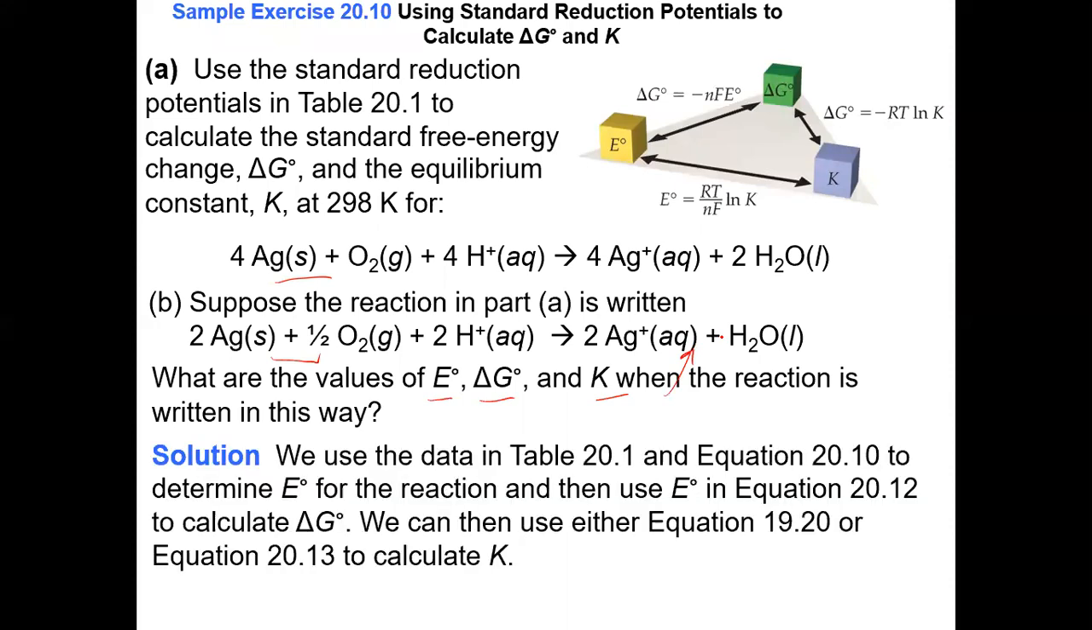So what do we see? To solve the first part of the question, part A, we will use the data in table 20.1 and equation 20.10 to find our E0. This equation just means you have E cell equals E reduction at the cathode minus E reduction at the anode.